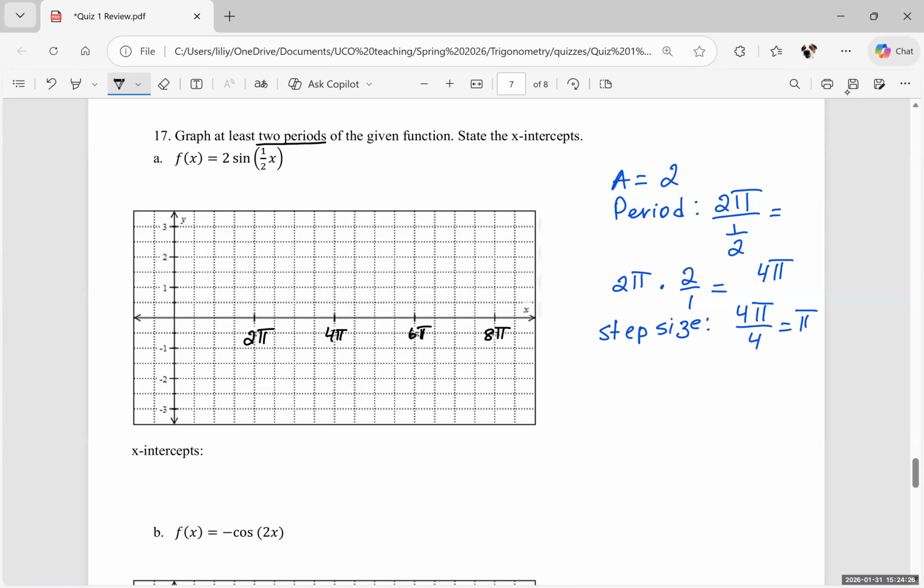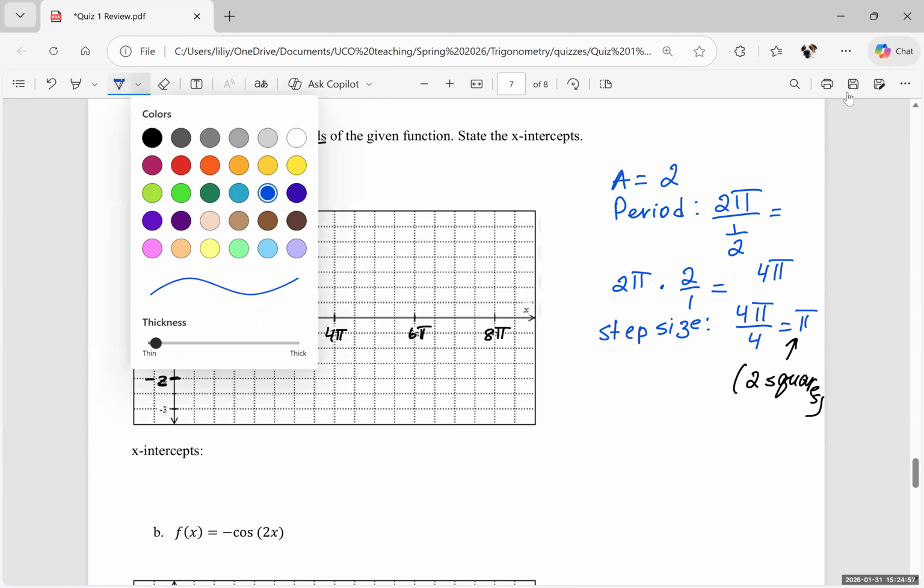Now, my step size is pi, which is right here, and that means that it is 2 squares for me. You could choose to label it where your step size is 1 square, and if that makes more sense to you, by all means, go ahead and do that instead. On the y-axis, my graph is going to go up to 2 and down to -2. Let's go ahead and graph it now.